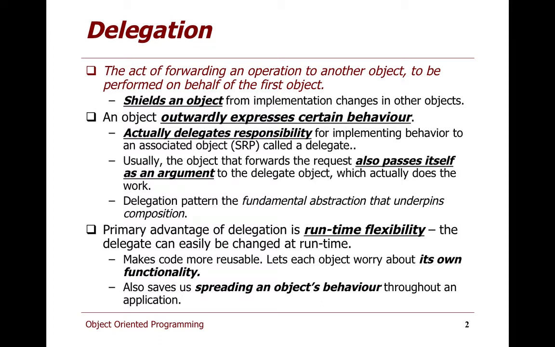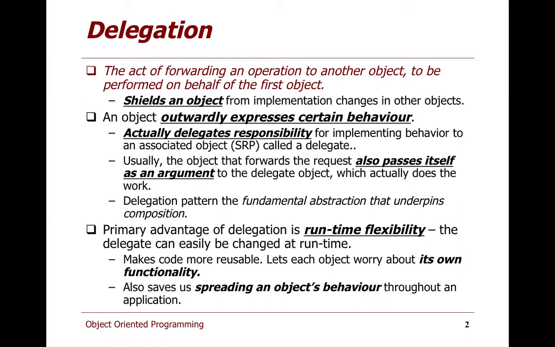In other words, inside a method, I'm possibly creating an instance of another object. I'm certainly calling its method. And how that method is implemented, we will let vary in the other object. That is what encapsulation is all about. An object therefore outwardly exposes a certain behavior, and actually delegates the responsibility for implementing that behavior to some other object that it's composed with.